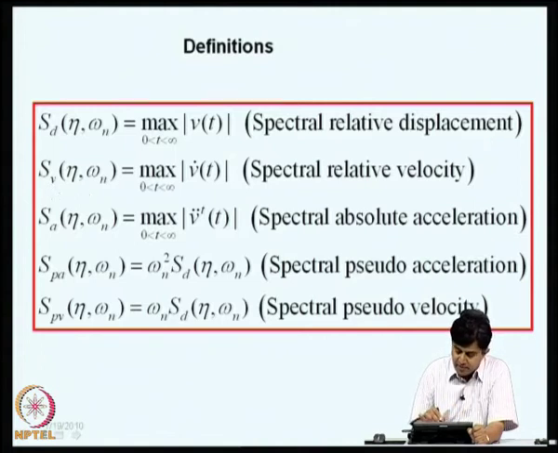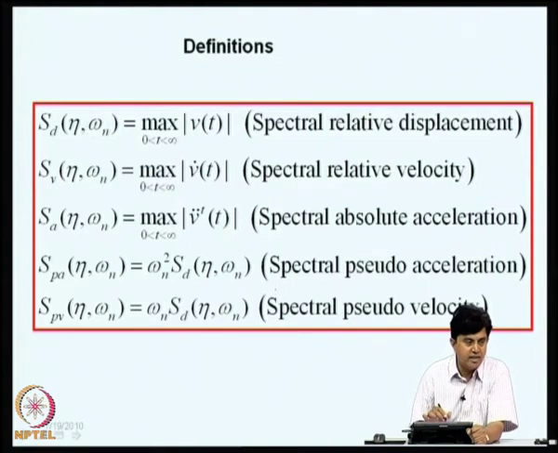The maximum of v dot of t we call the spectral relative velocity, and the maximum of the absolute acceleration we call the spectral absolute acceleration. Omega n square times this relative displacement has units of acceleration and is useful in characterizing base shear; we call it the spectral pseudo acceleration. Similarly, omega n times the relative displacement we call the spectral pseudo velocity.